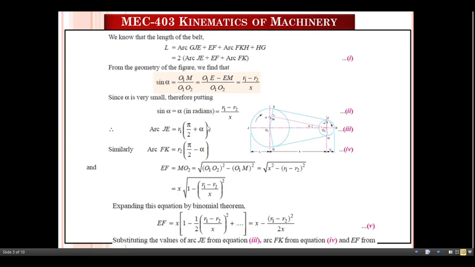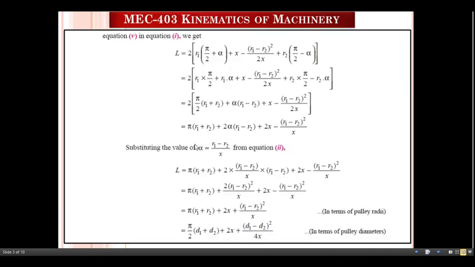Just here, this indicates r1 into pi by 2 plus alpha. Next, EF is nothing but this term, and FK is nothing but this term. Just substitute everything here. Now just see what we get. Multiply the r1 term into the inside terms. So r1 multiplied by pi by 2 plus r1 into alpha plus x minus (r1 minus r2) whole bracket square divided by 2x plus r2 into pi by 2 minus r2 into alpha, this way.